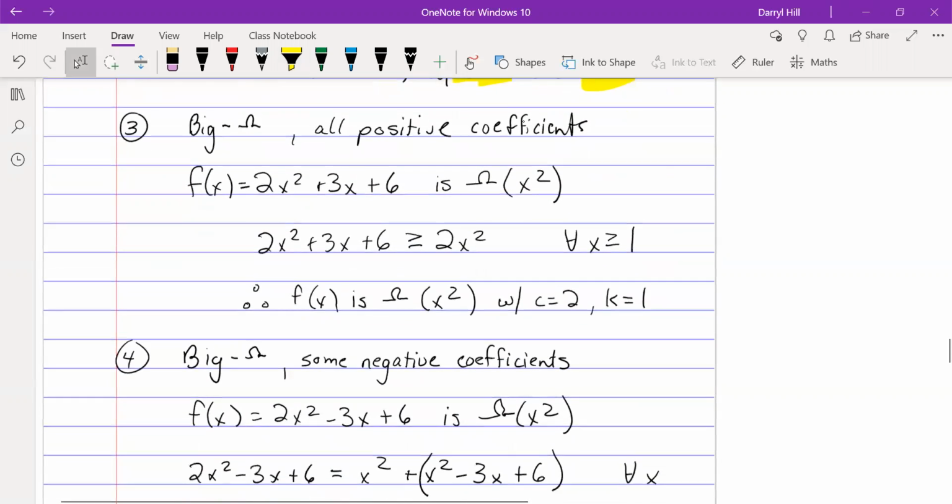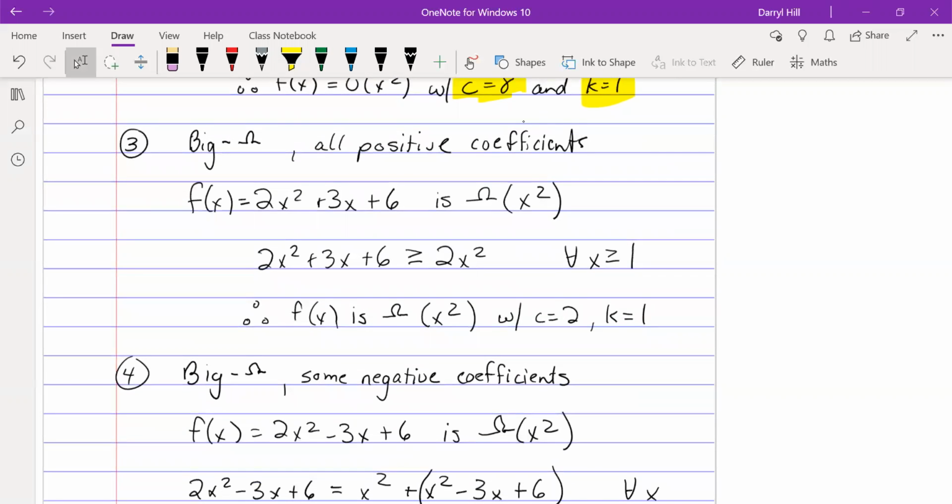All right, big omega, all positive coefficients. Again, that's sort of the simple version. So now we're using greater than or equal to instead of less than or equal to. So our f of x is 2x squared plus 3x plus 6. And since these are positive terms, we just drop them. So then it's greater than 2x squared for all x greater than or equal to 1. So then f of x is big omega of x squared with c equal to 2 and k equal to 1.